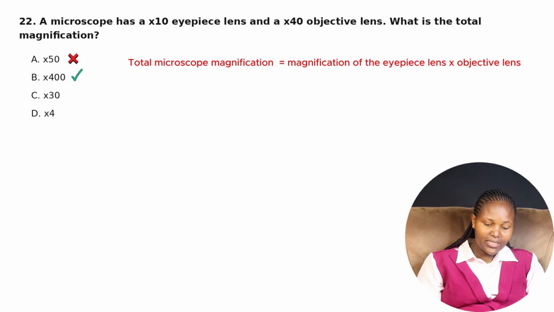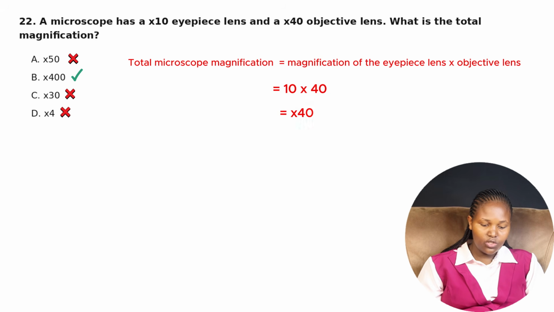So whenever you get such a question, you are given the eyepiece and you are given the objective lens, you are supposed to multiply the two. So 10 times 40, we get 400, and the correct option is B, 400.